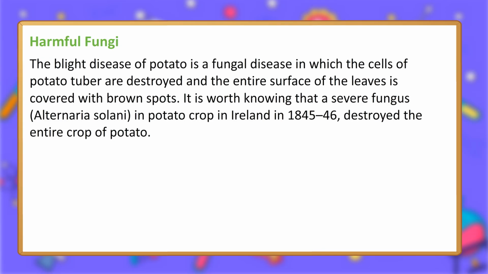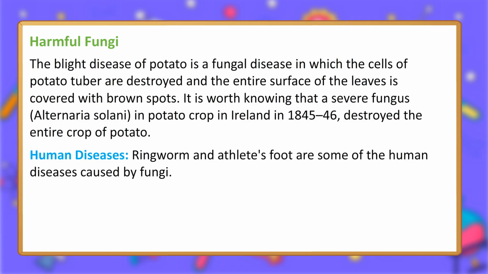The blight disease of potato is a fungal disease in which the cells of potato tuber are destroyed and the entire surface of the leaves is covered with brown spots. It is worth knowing that a severe fungus, Alternaria solani, in potato crop in Ireland in 1845-46, destroyed the entire crop of potato. Human diseases. Ringworm and athlete's foot are some of the human diseases caused by fungi.